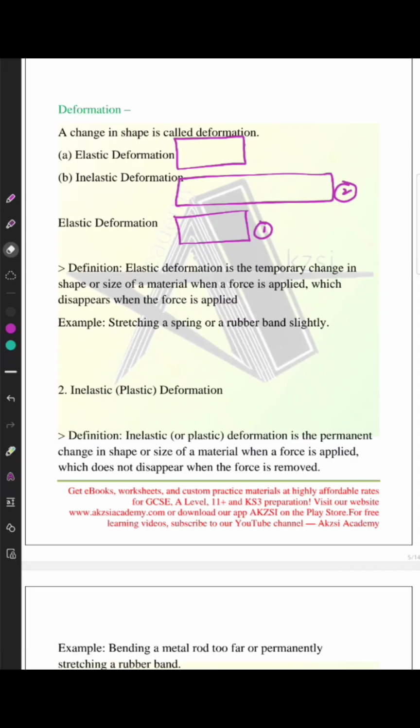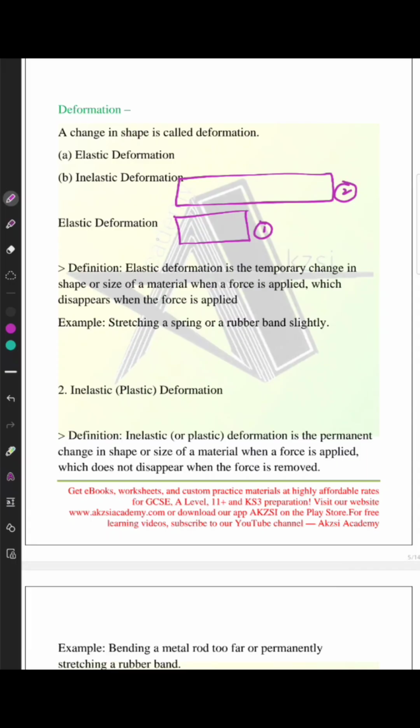Whereas the inelastic deformation is like the opposite of elastic deformation. In inelastic deformation, upon releasing the force, the material does not come back to its original position, and you will be able to see some permanent deformation.